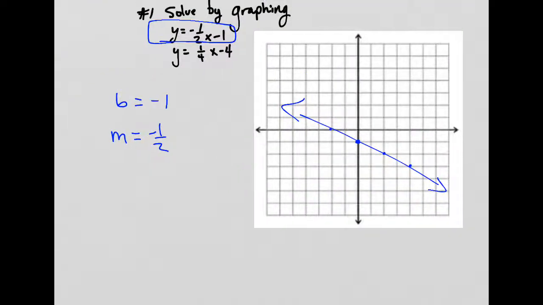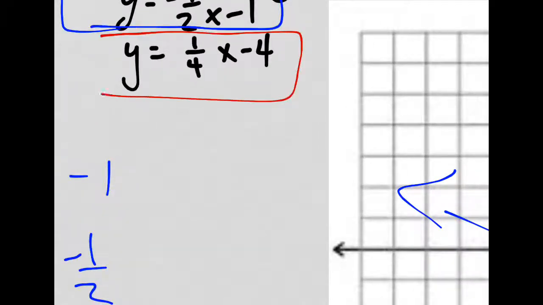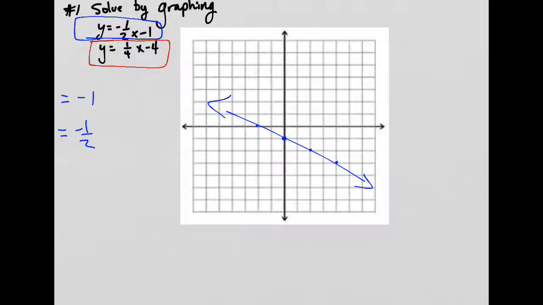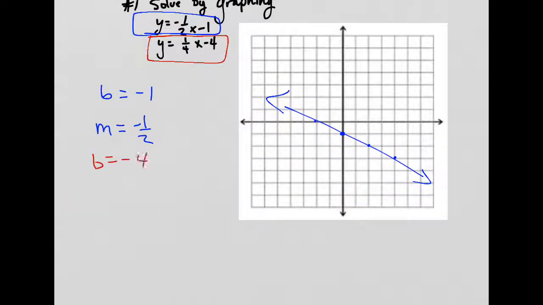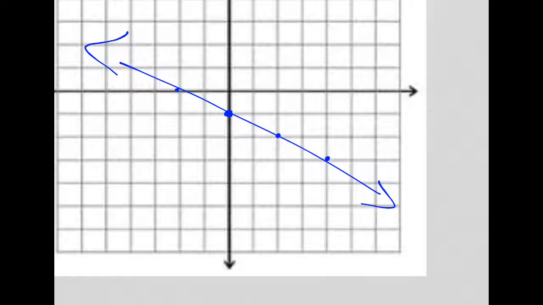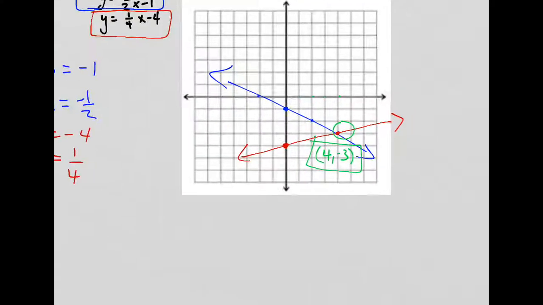And then I want to graph the second line, which is in red. Its y-intercept is -4, and its slope is 1/4. So that's -4. The slope is positive 1/4, so I'm going to go up 1 and to the right 4, and it will intersect right there. So my intersection is there at 1, 2, 3, 4, comma, -3. That's the answer you should have gotten.